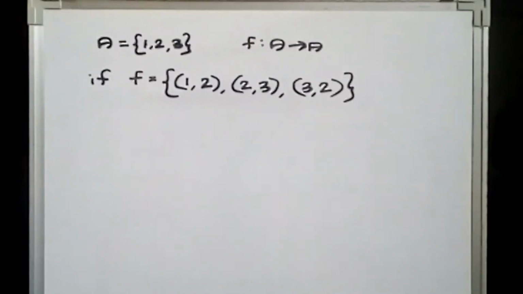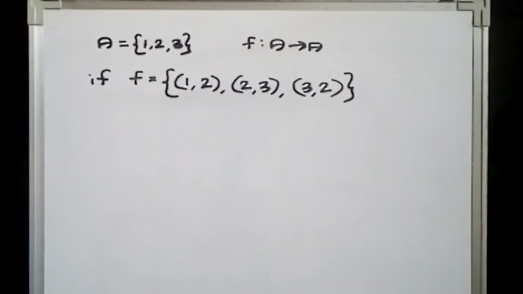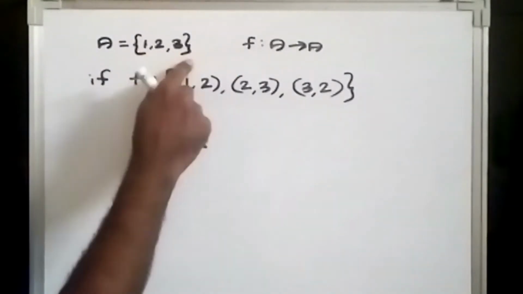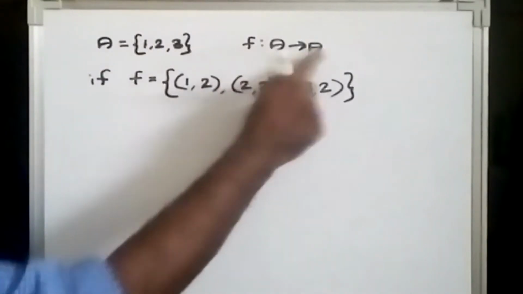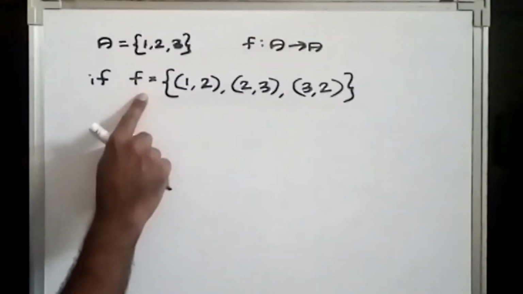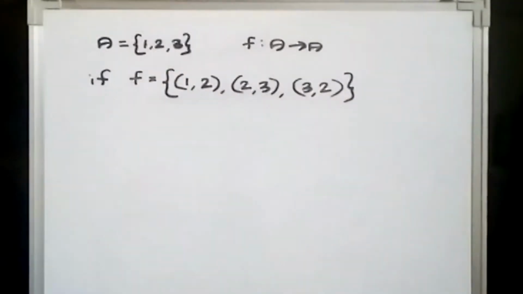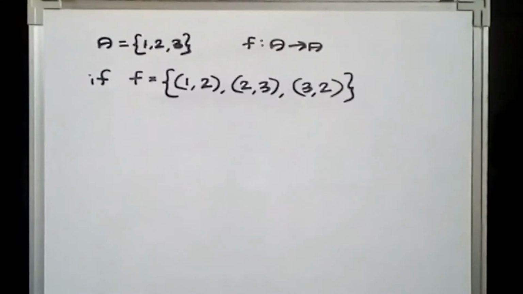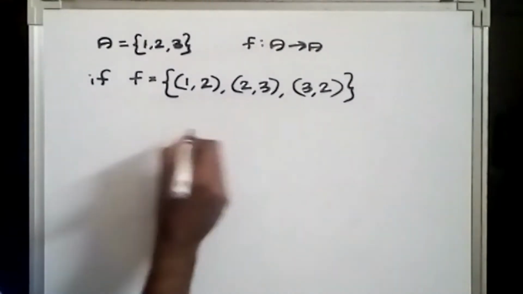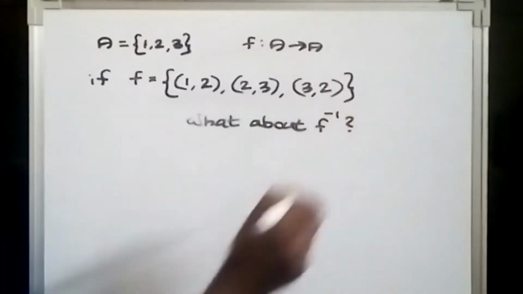Now consider this problem. A equals the set {1, 2, 3}. The same set we have taken in the previous problem. And F is defined from the set {1, 2, 3} to the same set {1, 2, 3}, A to A. And if the function F is such that F equals {(1, 2), (2, 3), (3, 2)}, what can you say about F inverse? What's your opinion about F inverse?